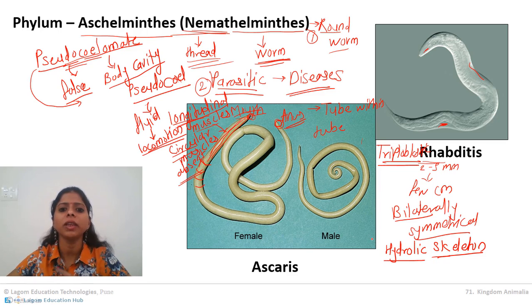Now, the next thing you need to remember is about reproduction. Most nematodes show dimorphism: the male and female look different. They are generally unisexual, meaning the female has female gametes and the male produces male gametes. Females are generally longer in size, while males are a little shorter. In Ascaris, there is a clear-cut difference.